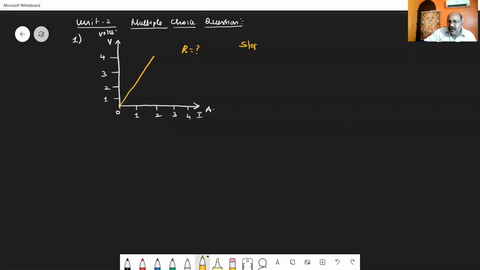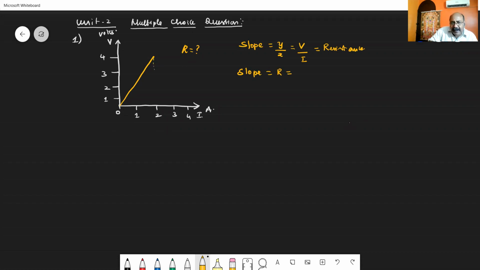As we know, for a straight line, we can calculate the slope. Always, slope is given by y-intercept divided by x-intercept. Here along the y-axis, we have the voltages, and along the x-axis, I have the current. So slope is voltage divided by current. Voltage divided by current is nothing but resistance. So the slope of this curve gives you resistance. So I am taking it like this: slope is equal to resistance R is equal to.